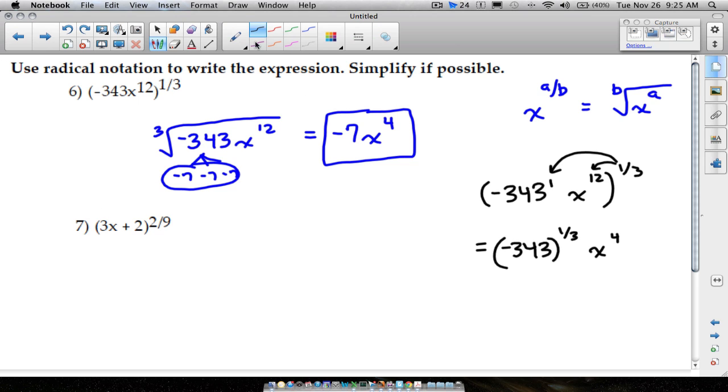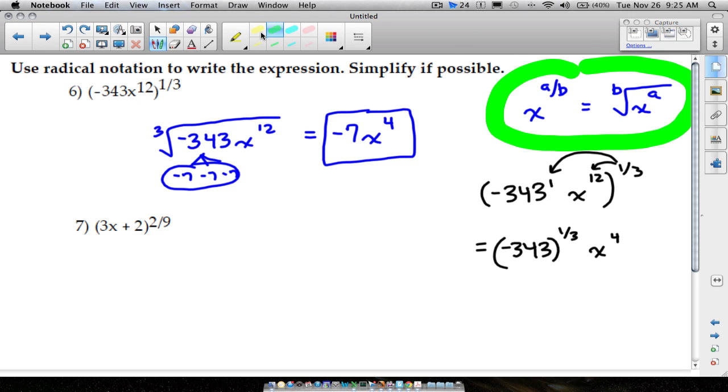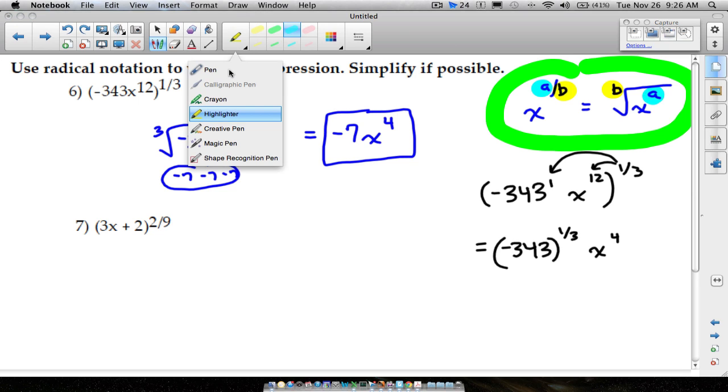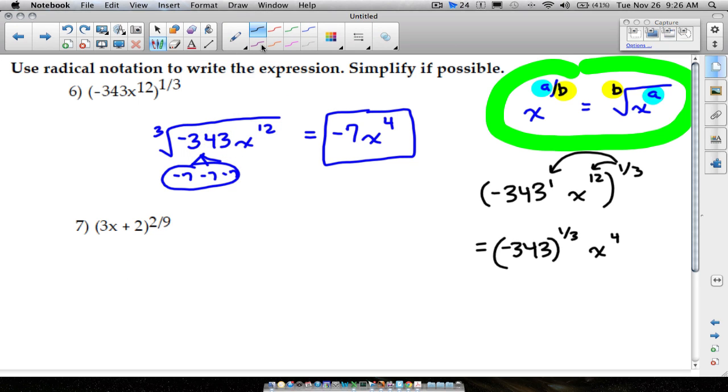Now number 7, however, we must use this right here. Keep in mind the denominator is going to be the index, and then the numerator of that exponent is going to go on the inside of the house, or I have mentioned another way of writing that as well. What we'll go ahead and do is we'll write it like this. This is totally fine.